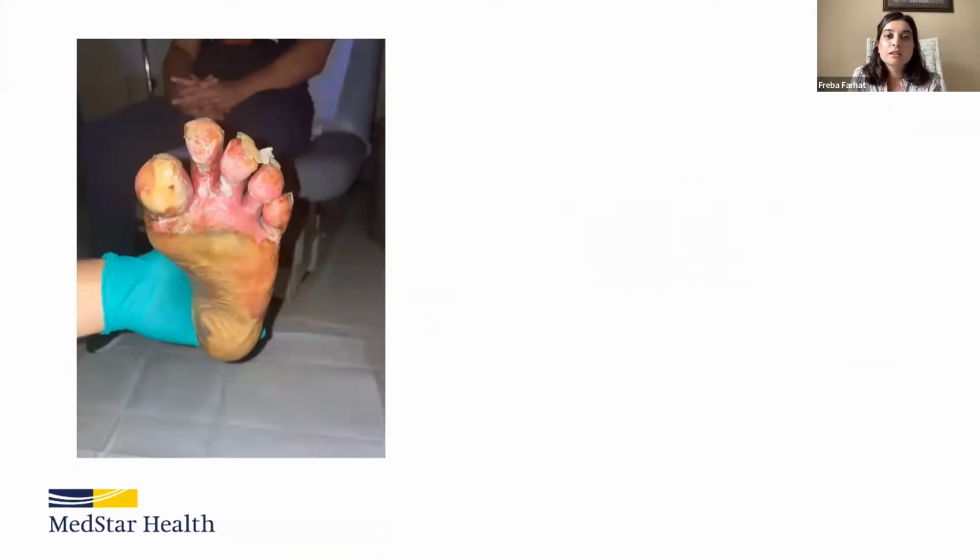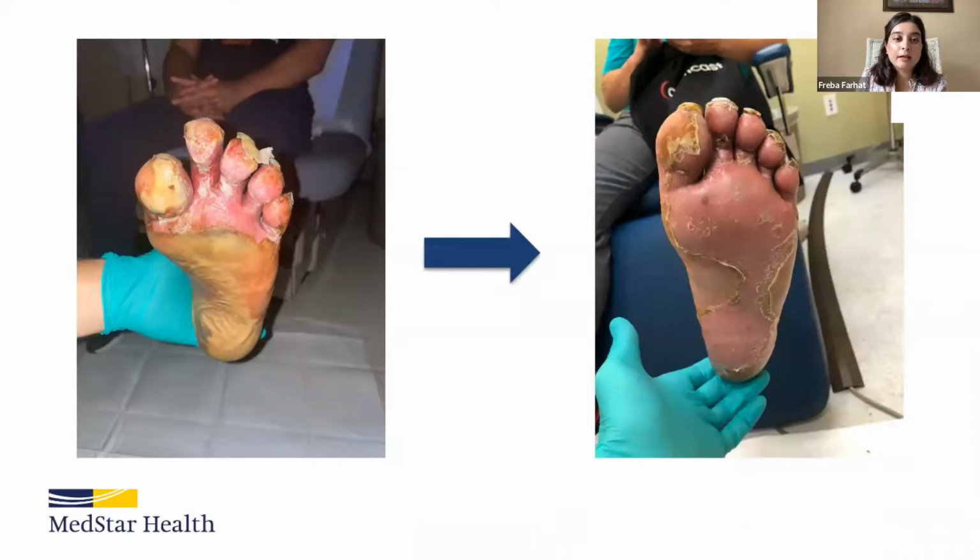Okay, so just as a reminder to everyone who's either on the call or just joined us, this is what the patient's left foot looked like on the day of his presentation. So pretty significant edema, erythema, purulence. And at his 2-week follow-up, we made the following strides in his care. And so this is what it looked like now.